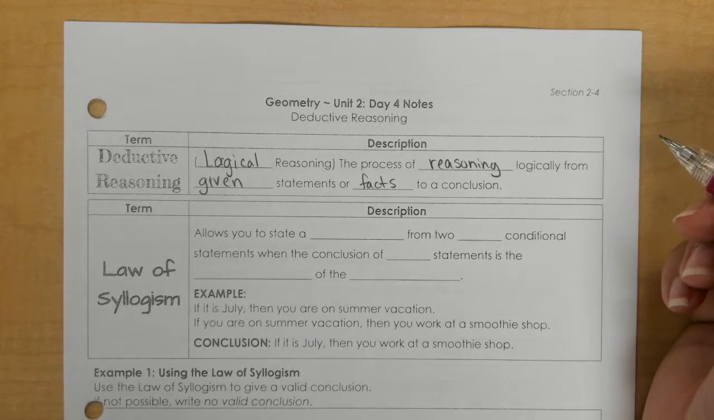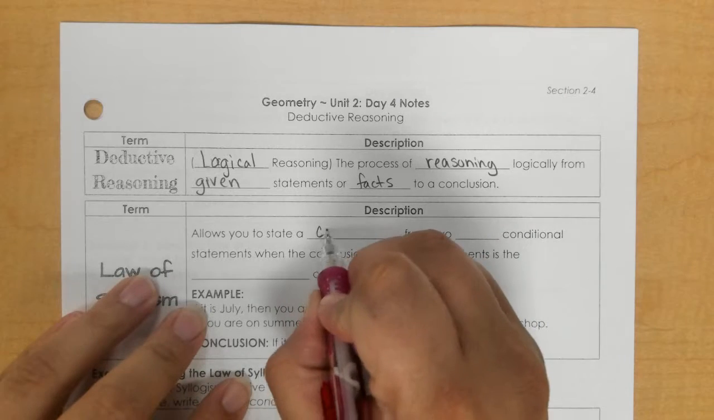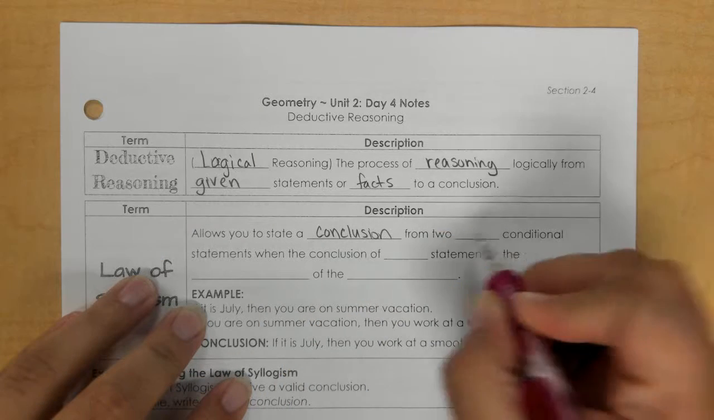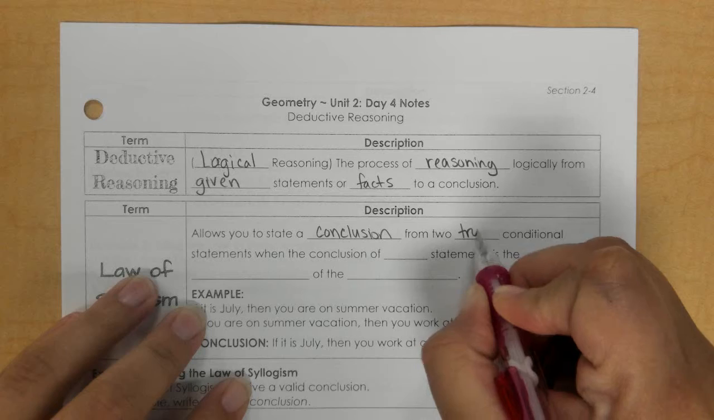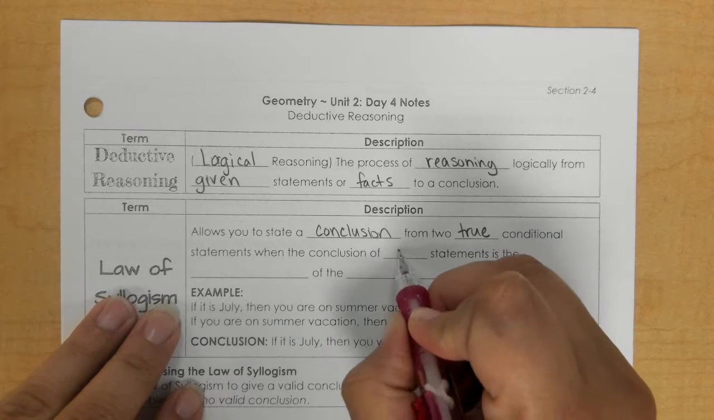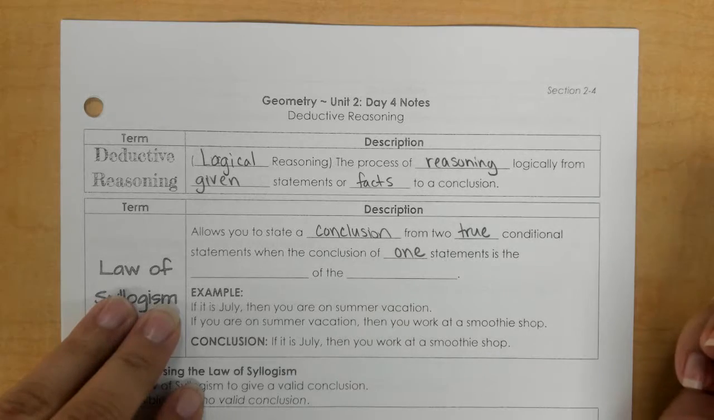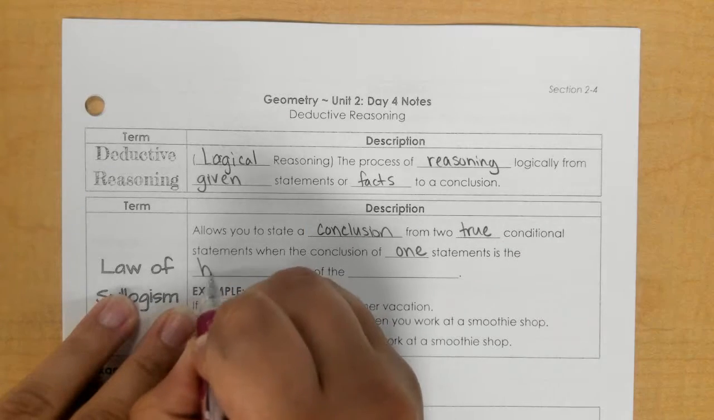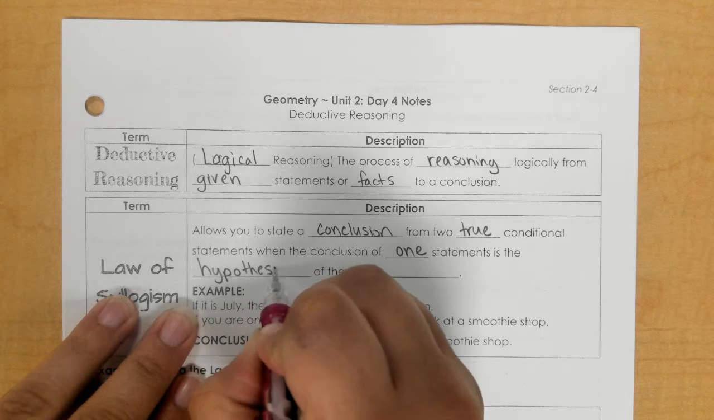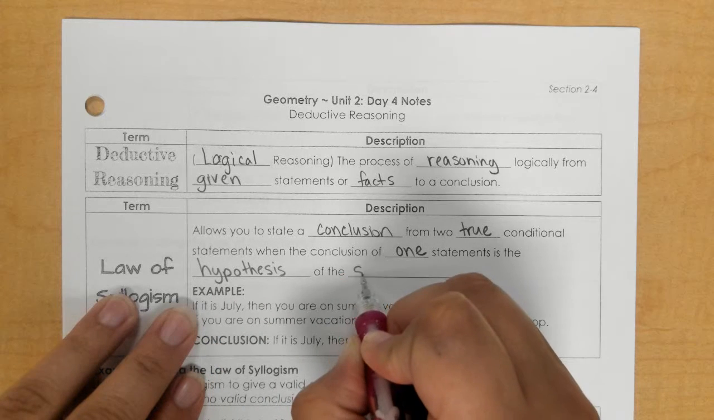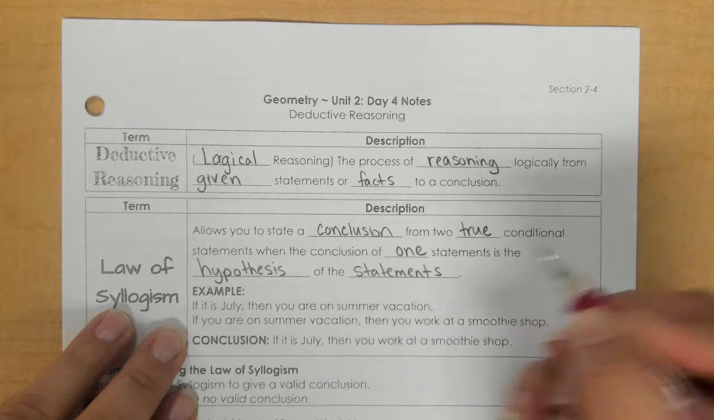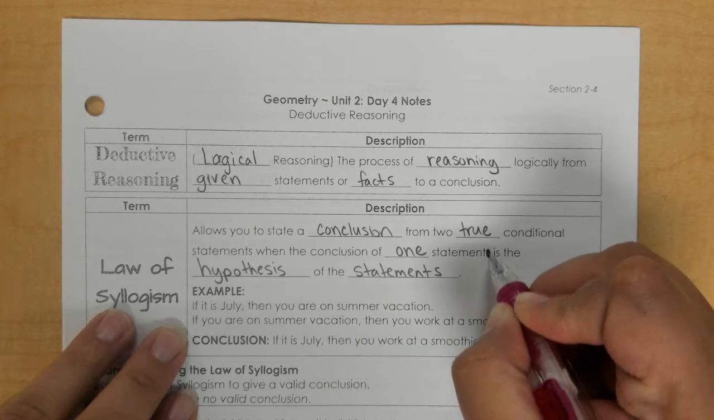So the first one is called the law of syllogism. This one allows you to state a conclusion from 2 true conditional statements when the conclusion of one statement is the hypothesis of the other statement.